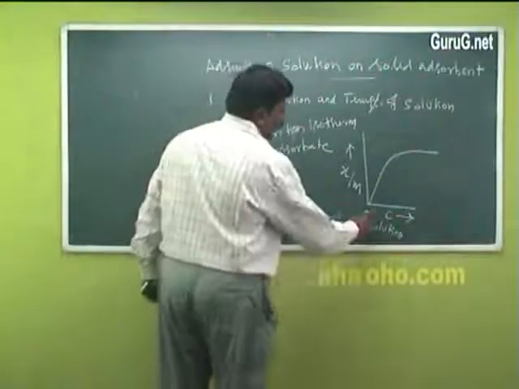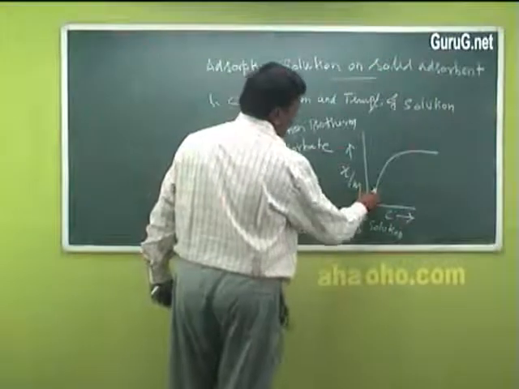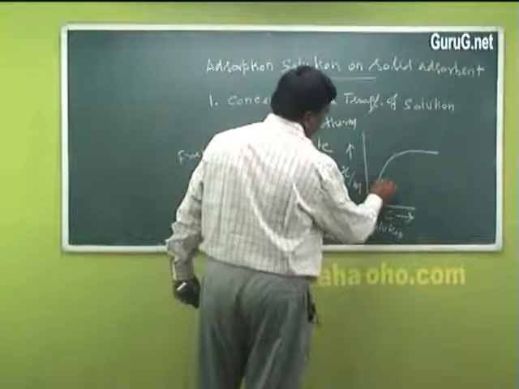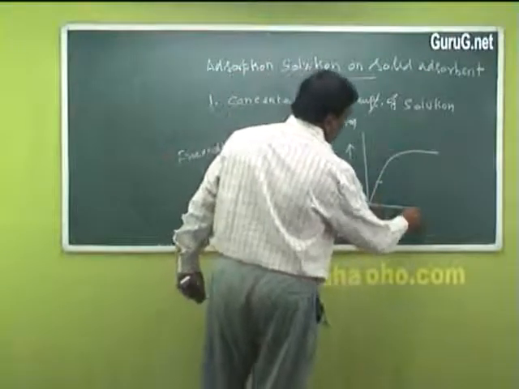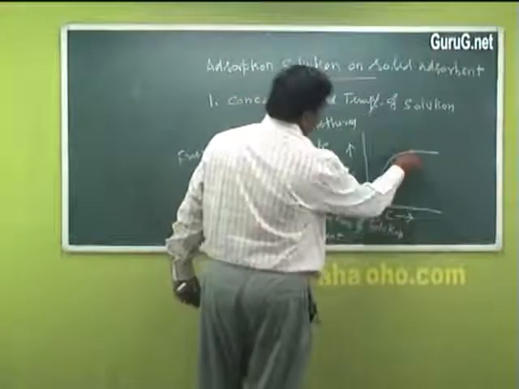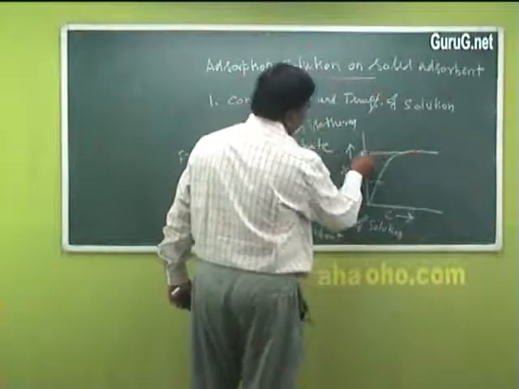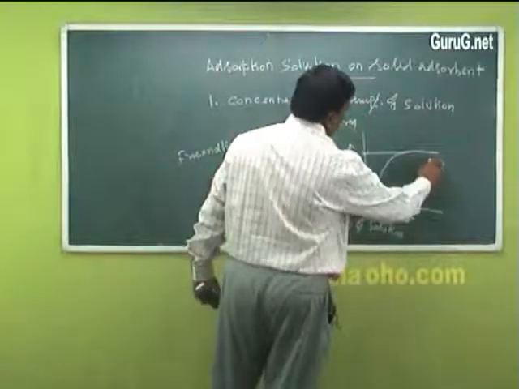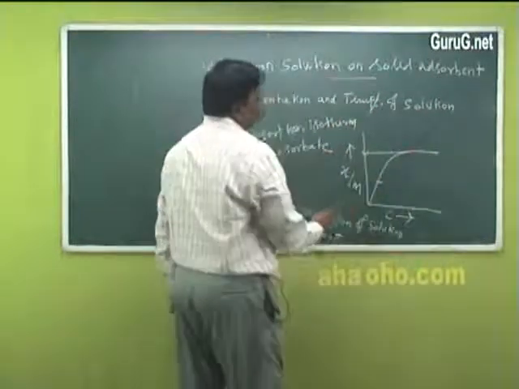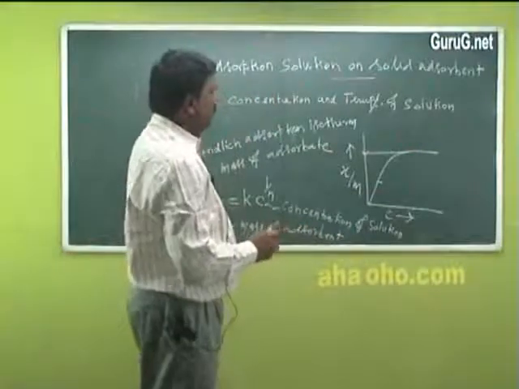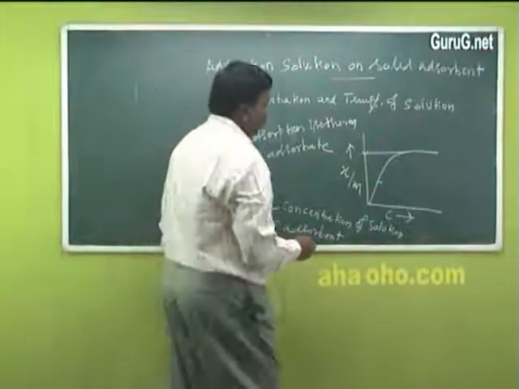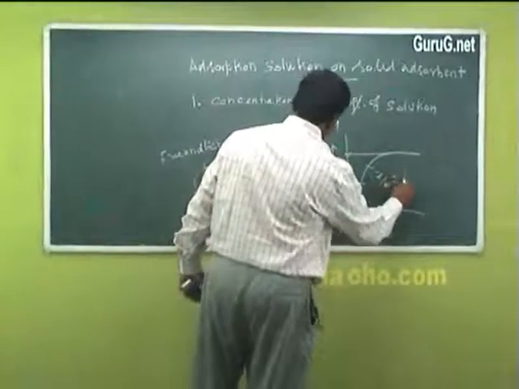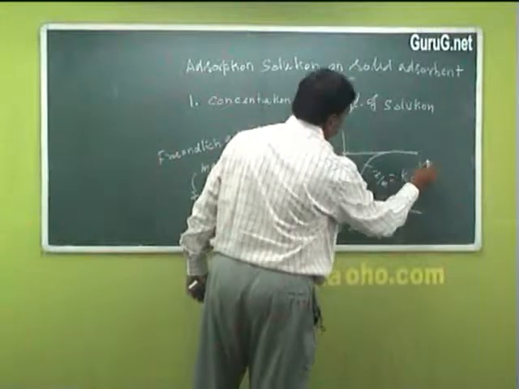Initially, as the concentration increases, the amount of gas adsorbed also increases at lower concentration up to this point. Once the concentration increases further, there is a layer formation, and no more solute or solvent is adsorbed by the solid adsorbent. So the middle portion only follows X by M is equal to K into C power 1 by N.